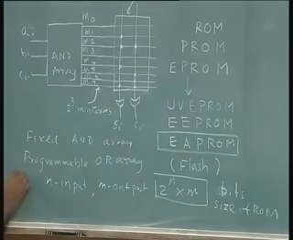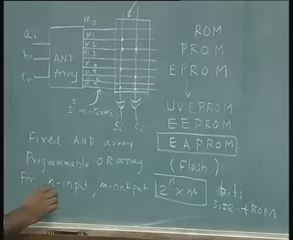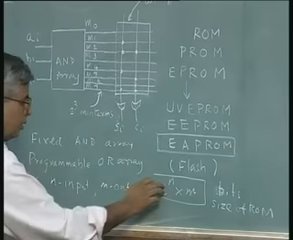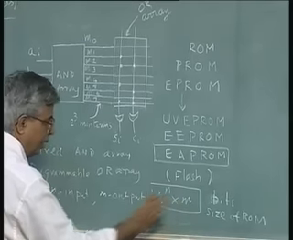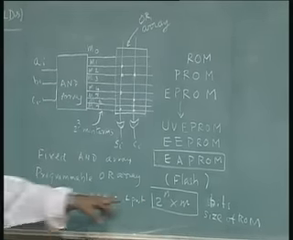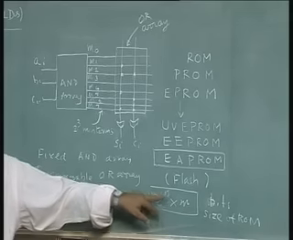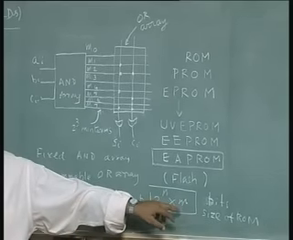Size of ROM for n input m output device, we need the size will be 2 power n times m. Remember that input increases the size exponentially, whereas output increases linearly.